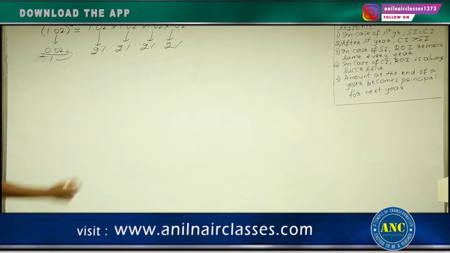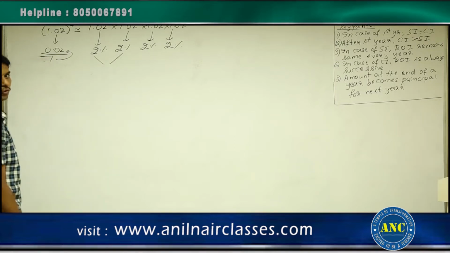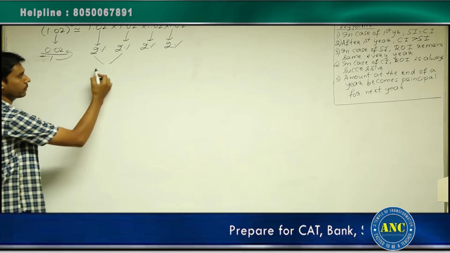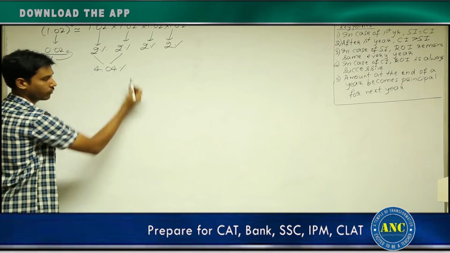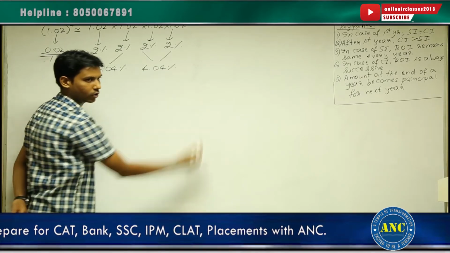Let me use successive percentage. 2 with 2: 2 plus 2, 4. 2 into 2 by 100 is 4 by 100, 0.04. 4 plus 0.04 is 4.04%. These two will also give you 4.04%.